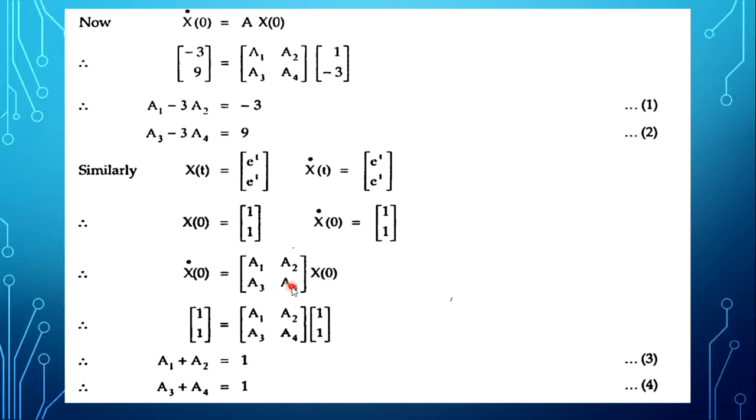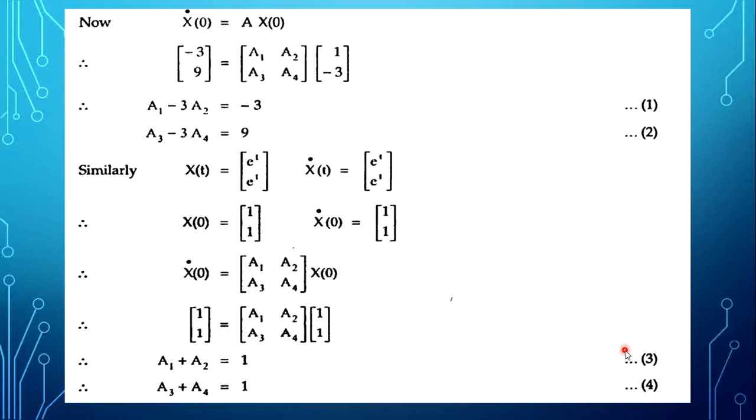X dot of 0 equals A into x of 0. X dot of 0 is 1, 1. Matrix A is a1, a2, a3, a4. X of 0 is 1, 1. So let us write it in equation form: 1a1 plus 1a2 is 1, and 1a3 plus 1a4 is 1. Let us consider these two as equation 3 and 4.